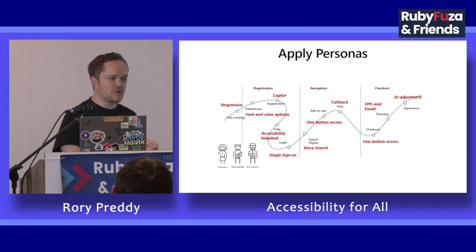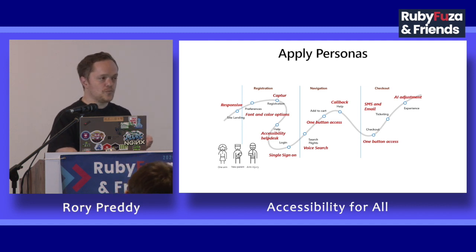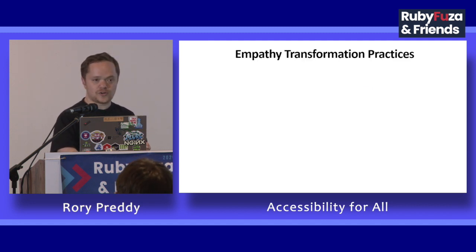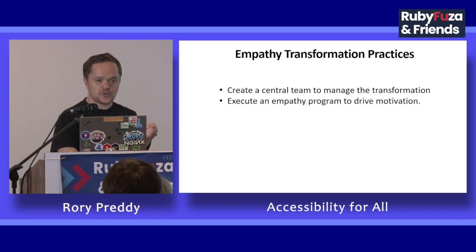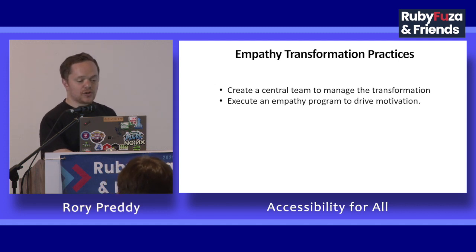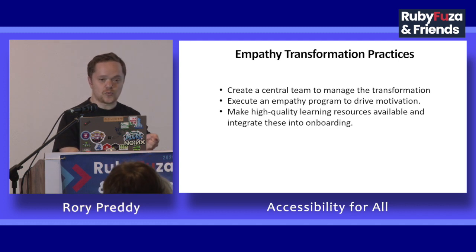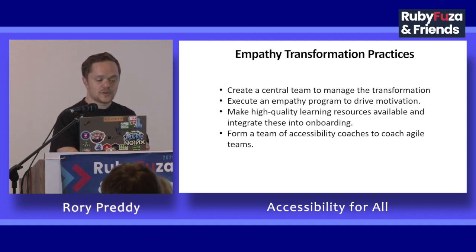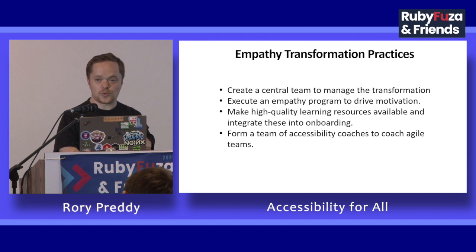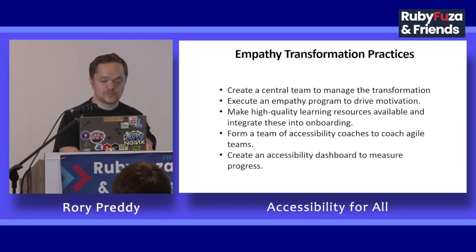So you apply your persona, and then you have your empathy transformation practices. So create a central team to manage the transformation, an empathy team. Create an empathy program to drive motivation, reward. Do the carrot rather than the stick. Make high quality learning resources available and integrate them onto onboarding. Form a team of accessibility coaches to coach agile teams. Create an accessibility dashboard to measure progress.